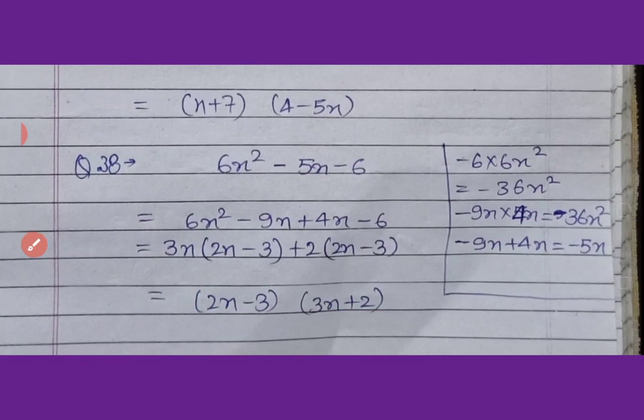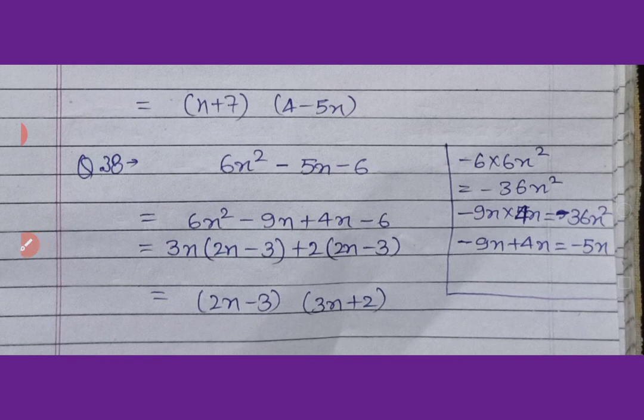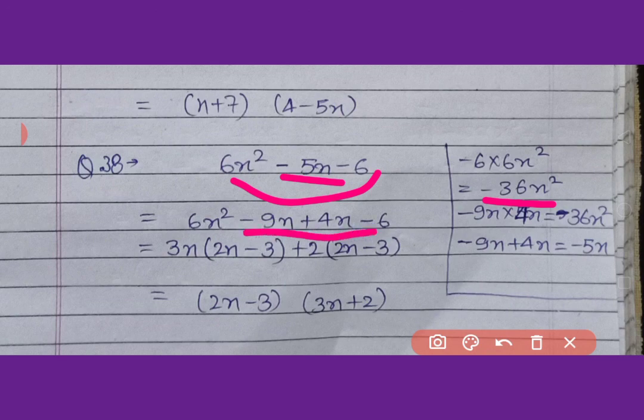Next question, 6x square minus 5x minus 6. Same pattern, first and third, then minus 36 and minus 5 is coming. So 9 4s are 36. So minus 9x plus 4x. Divided into two groups as I am underlining.